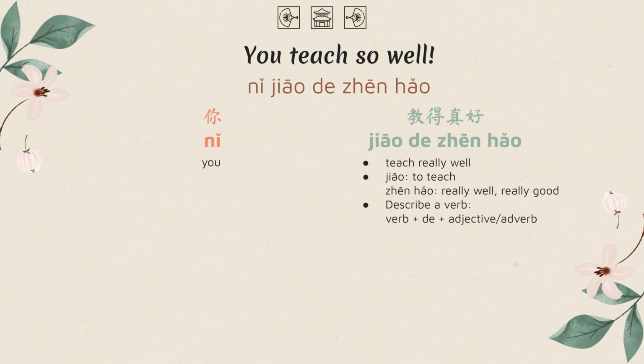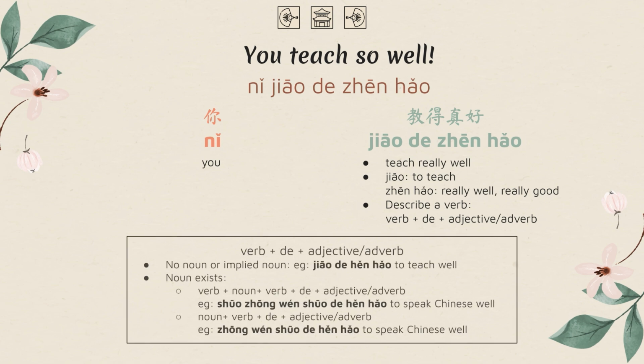But the structure isn't as simple as it seems at a first glance. And the reason for that is a lot of verbs have built-in nouns, or even the verbs that don't have built-in nouns. When a verb takes an object, we need to pay attention to how to use this structure. Basically, when there's no noun or the noun is implied, which in this case, 教中文, teach Chinese, when it's all understood that it's Chinese that we're talking about, then you can just say 教得很好, to teach well.